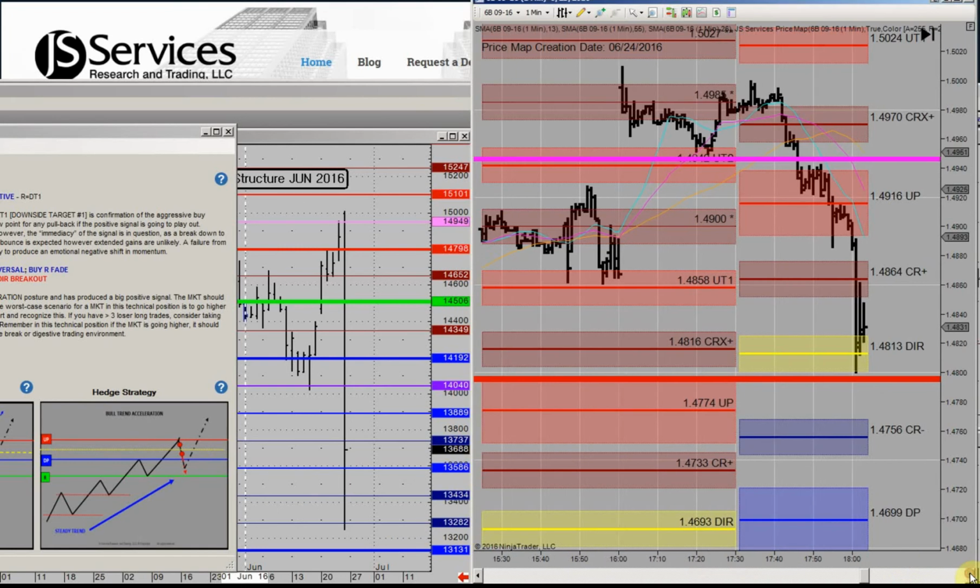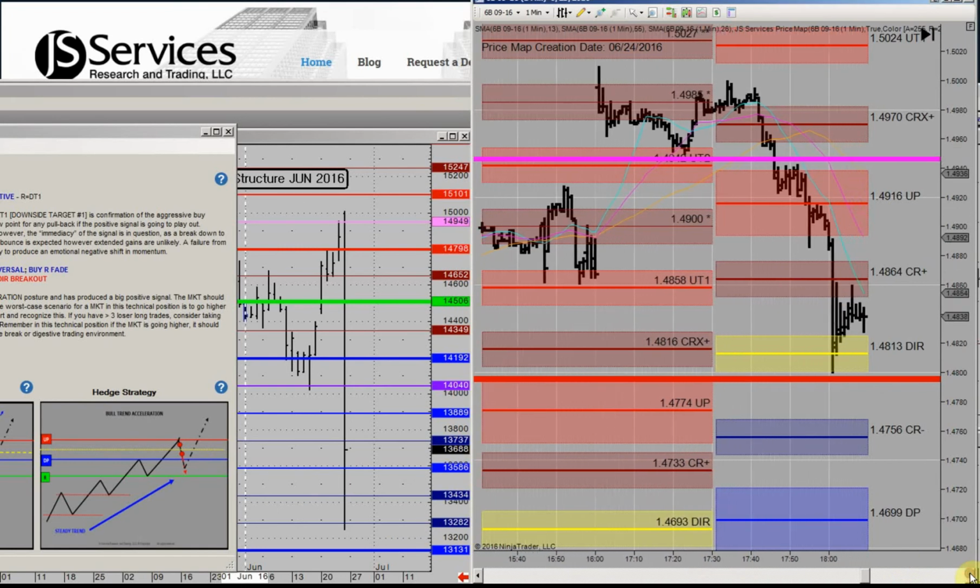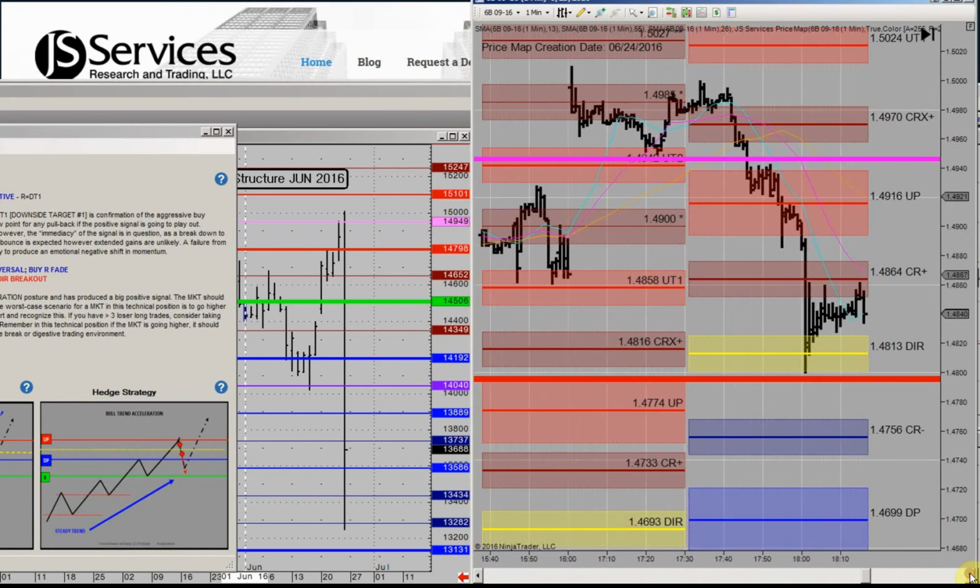So then we get a reaction, and you can see on the daily the CRX plus is containing this reaction. So this is working this negative structure. Everything that we go over, monitoring price action within market structure, and the price action is holding negative structure. It's telling you that this negative signal here that we had, the sell UP reversal, is still in command.